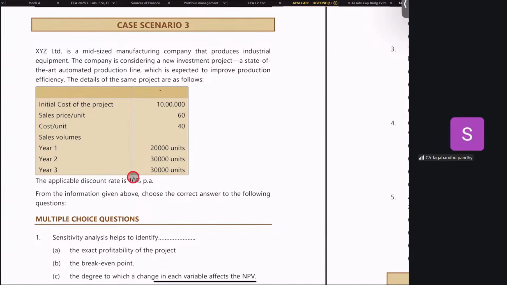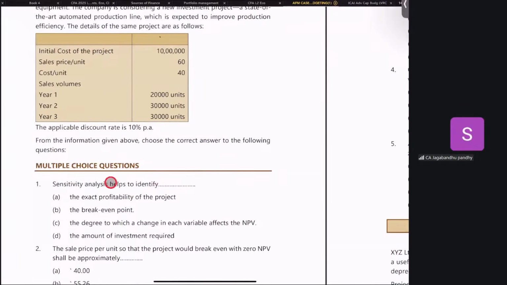Applicable discount rate is 10% per annum. From the information given above, choose the correct answer to the following questions. We have initial cost, sale price, cost. There's no taxation and all, just the discount rate. The first question: sensitivity analysis helps us to identify. This should be manageable, guys. So which one do you think out of the four? C. Option C. Degree to which change in each variable?